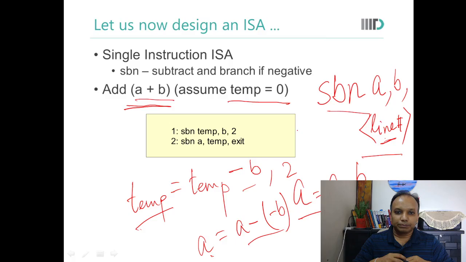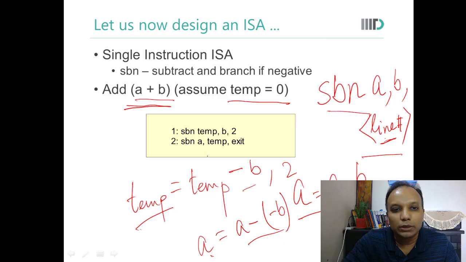The book also talks about another example, where summing the numbers 1 to 10 was done using this SBN instruction alone. So, I highly encourage you guys to experiment or basically play with this and run more and more instruction or execute more and more instruction using this single ISA.